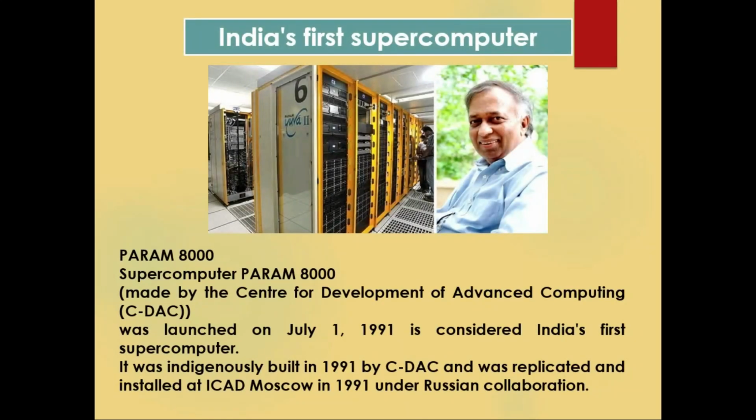Now, do you know which is the first supercomputer of India, of our country? Param Yuva 2 is the first supercomputer of India, which was made by CDAC, that is the Centre for Development of Advanced Computing. It was launched on July 1, 1991. It is also considered as India's fastest supercomputer.